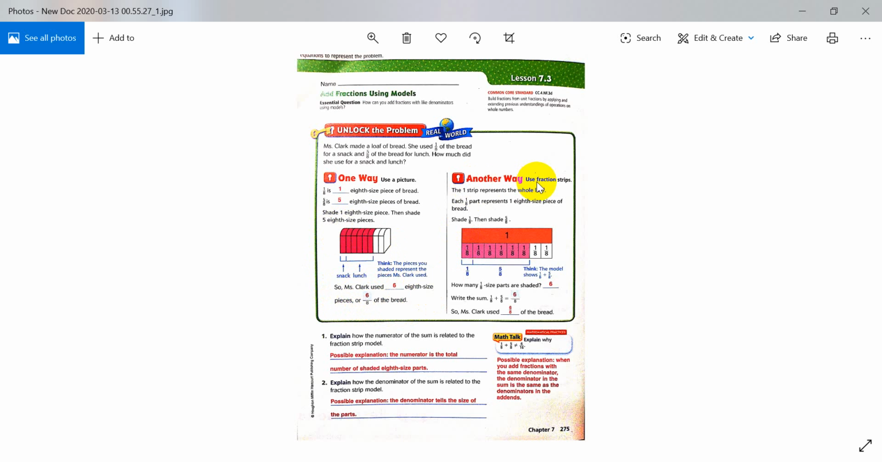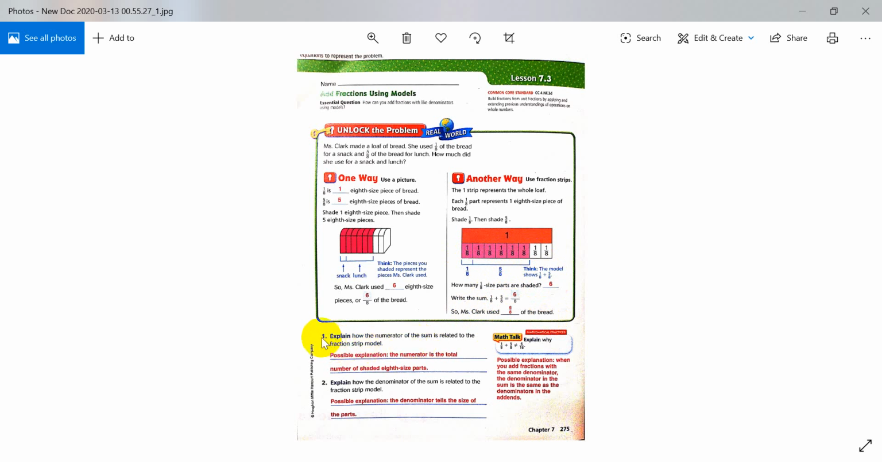Okay. Another way, use fraction strips. You can use fraction strips distributed into 8 pieces. Then we shade first piece here, first part, 1/8. Then we shade 5 parts here, 1, 2, 3, 4, 5. Then we have 1/8 and 5/8. If we add 1/8 plus 5/8, then count all parts here, we have 6/8. 6 parts, each part represents 1/8. Then we can write 6/8. So Miss Clark used 6/8 of the bread. Okay?